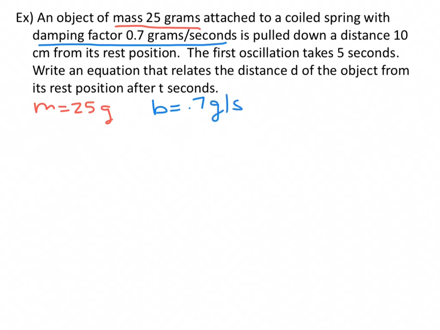It tells us the first oscillation takes 5 seconds. So that's our period. That's how we're going to find omega. So T is equal to 5 seconds. So go ahead and pause the video, take all this information, and write an equation that represents this situation.